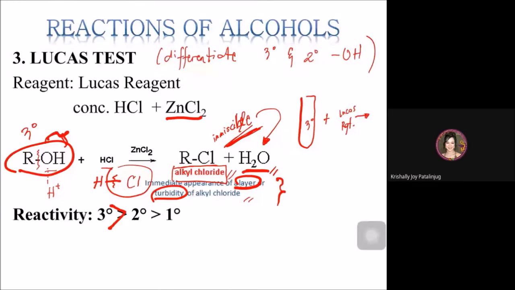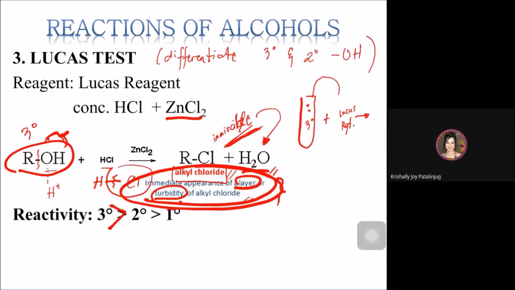So, what happens with tertiary alcohol is the reaction is very fast. Meaning to say, after 1 or 2 drops of Lucas reagent, the appearance of the layer and the turbidity is very fast. Meaning to say, tertiary alcohol is very reactive with Lucas reagent.